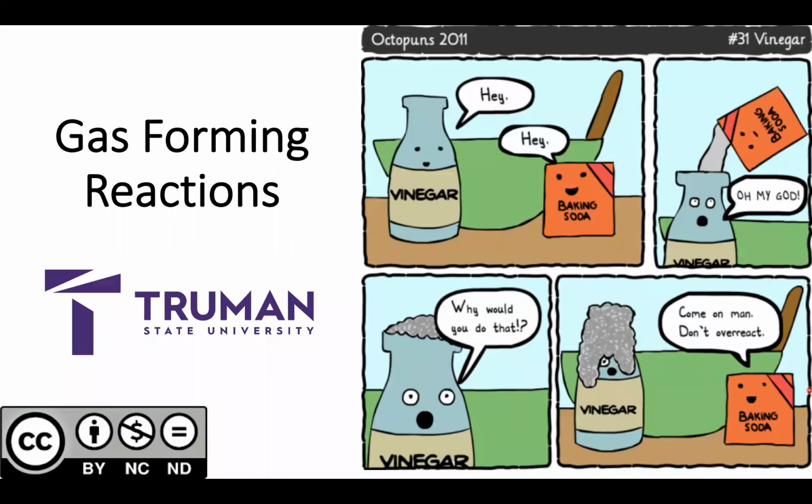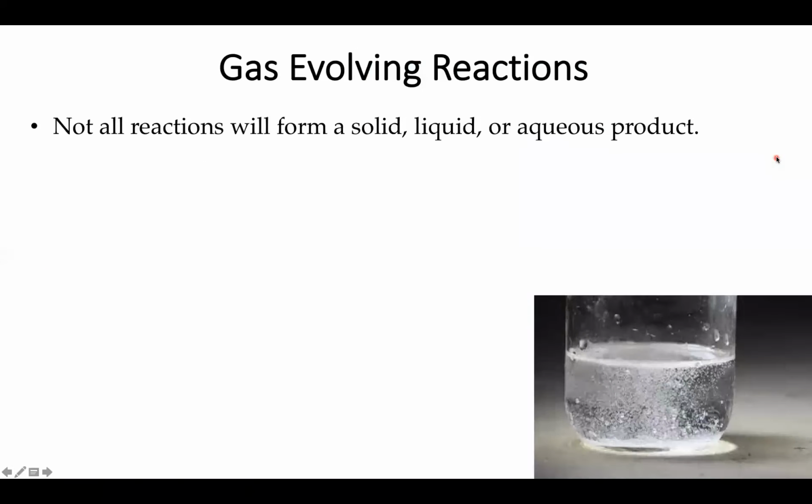So today we're going to be talking about gas-forming reactions. And when I talk about this, what I mean is reactions that produce gaseous products. So far, we've mostly been looking at reactions that produce solids, so think precipitation reactions, liquids, such as the water that's formed in acid-base reactions, or aqueous products, such as, well, any of the reactions we looked at, whether it's precipitation, acid-base, or redox. Most of these will form aqueous products. However, sometimes we form gas products.